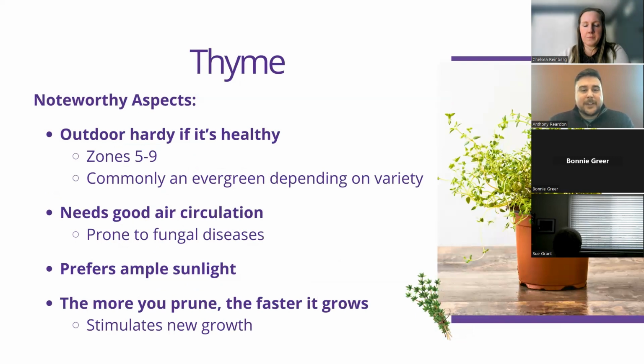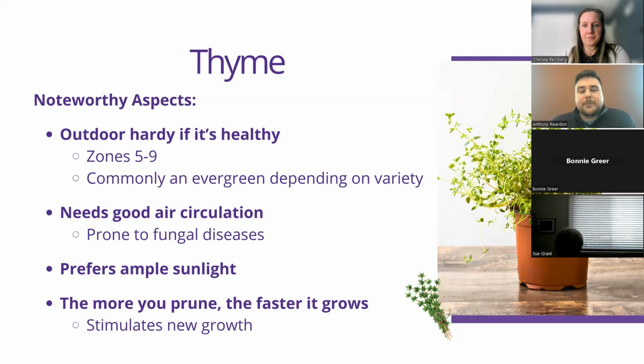Thyme is one of those plants. This is one that can actually be grown outdoors very easily. It's zones 5 through 9, so it's an evergreen here, depending on the variety that you would be planting in the garden. That said, this plant needs very good air circulation because it's prone to fungal diseases. So you want to put it in a spot where there's constantly just wind or something moving the air around in that area. If it's in a windowsill, try cracking the window every once in a while just to move that air around.